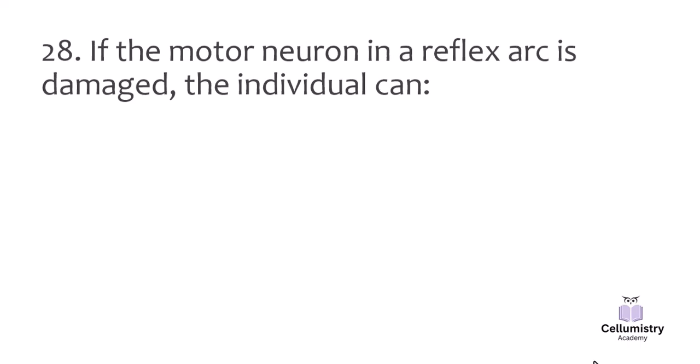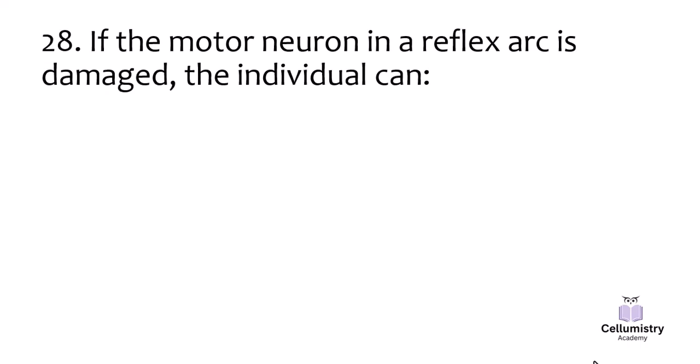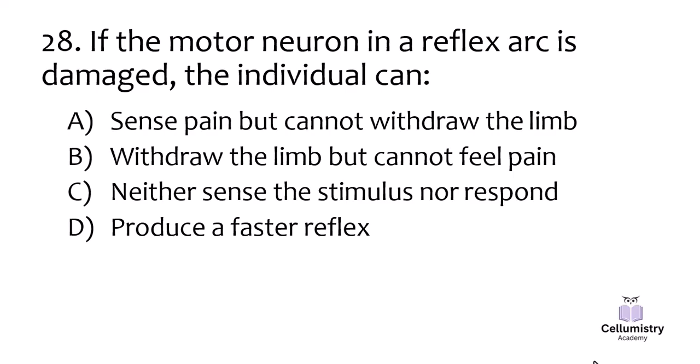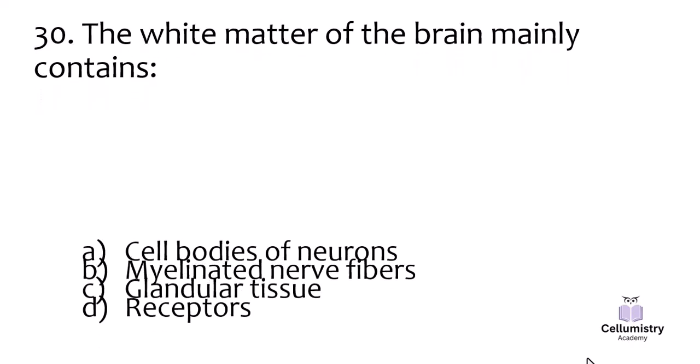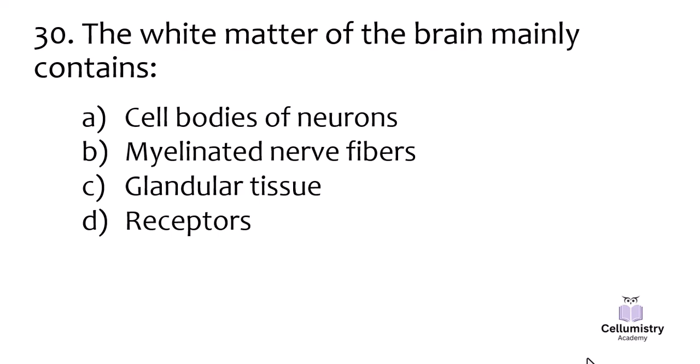If the motor neuron in a reflex arc is damaged, the individual can. Answer is A. Sense pain but cannot withdraw limb. Which structure receives a stimulus first in the reflex action? Answer is C. Receptors. The white matter of brain mainly contains. Answer is B. Myelinated nerve fibers.